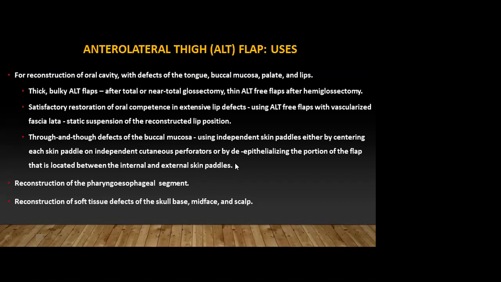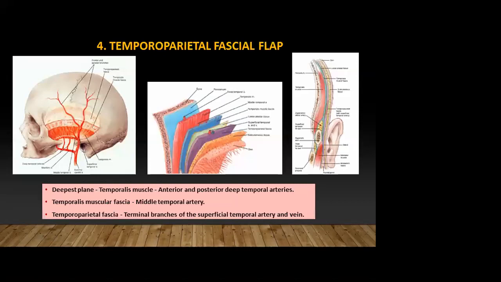So since it has got a wide area, we can even use it for through and through defects of the oral cavity, including the buccal mucosa. Even in situations of pharyngoesophageal reconstruction, we can use the anterolateral thigh flap. We can tube the flap. The thickness is a problem. Here also, some days we need thinning of the anterolateral thigh flap. And it is also a flap of choice for soft tissue defects of the skull base, midface, and scalp.